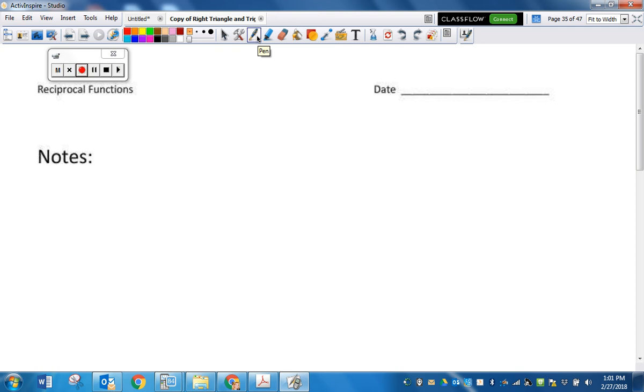We know we have SOHCAHTOA, our three basic trig functions, which we've been working with since before break, and those are sine, cosine, and tangent. Those are on your calculator. Well, there are also three reciprocal trig functions, reciprocals of these. The reciprocal of sine would be 1 over sine. I'm going to use theta for my angle.